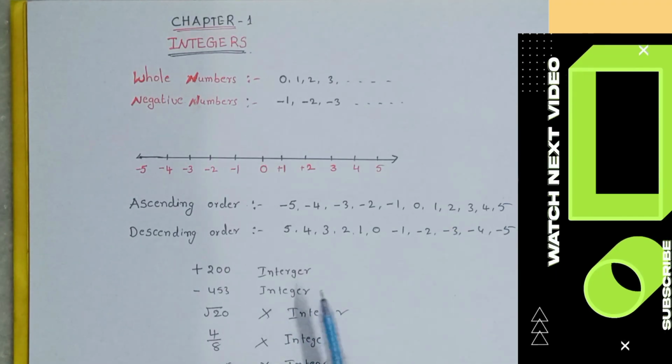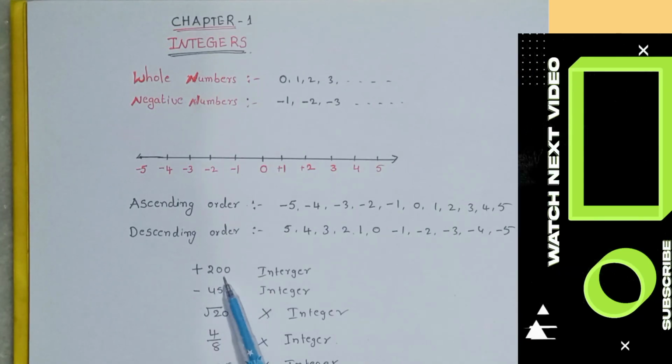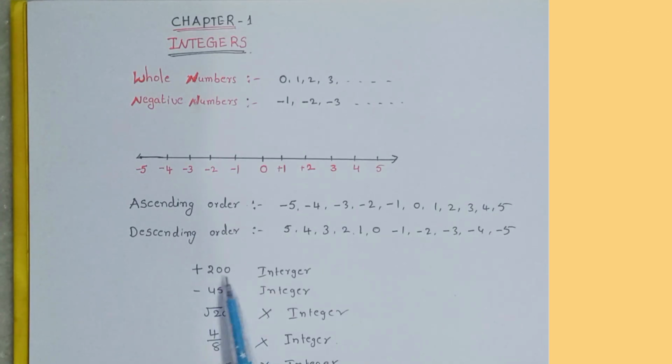Integers are only positive numbers, negative numbers and whole numbers. Plus 200 is an integer. The sign before 200 indicates plus, so this is a positive number, and it is an integer. Here, minus 453: the starting symbol is minus, so this is also an integer, because it has a negative symbol. So this is a negative number.